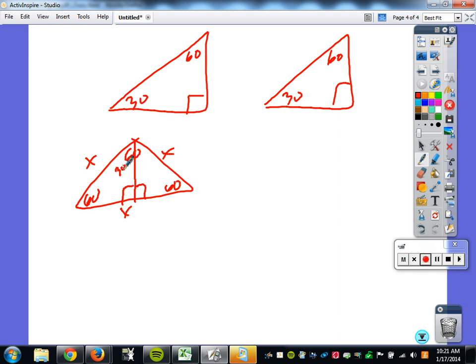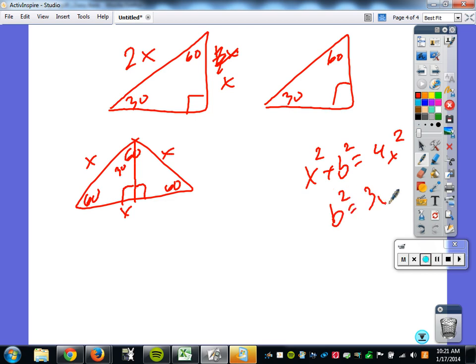So what did this do to this side right here? It also cut it in half. So this guy was X, and this side opposite of 30 is 1/2 X, right? Now where does this guy come in? I could also switch this, by the way, if I doubled that, this guy could just be 2X. So that's X squared plus B squared equals C squared, which is 4X squared. Subtract it over. B squared equals 3X squared. So B equals X root 3. That's where this comes in.